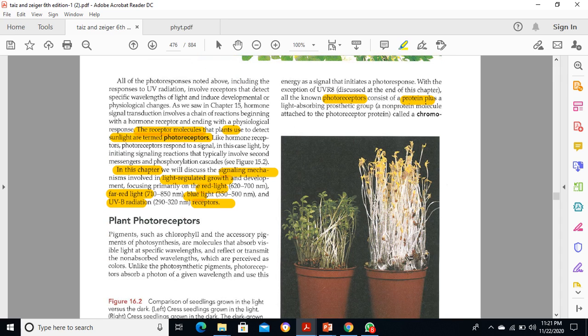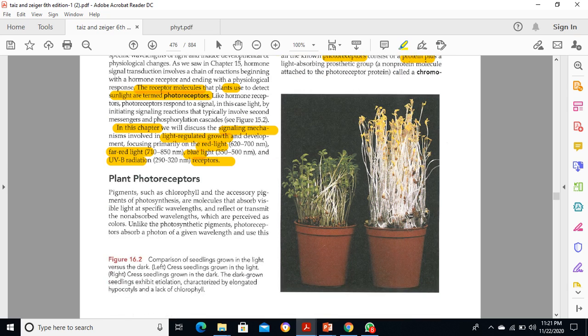These various signaling responses include light regulated growth, chloroplast movement, stomatal movement, phototropic movement. So everything, the sunlight acts as a signal, and this signal is captured by the receptors called photoreceptors. That is what we are going to discuss in this lecture series, plant photoreceptors.